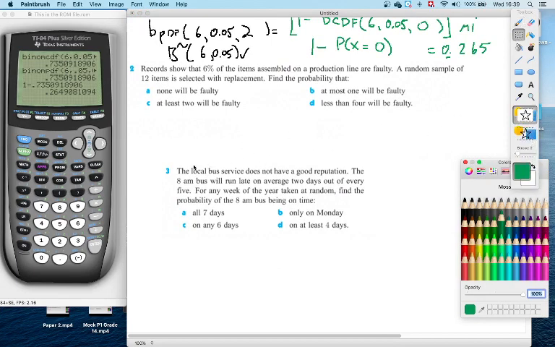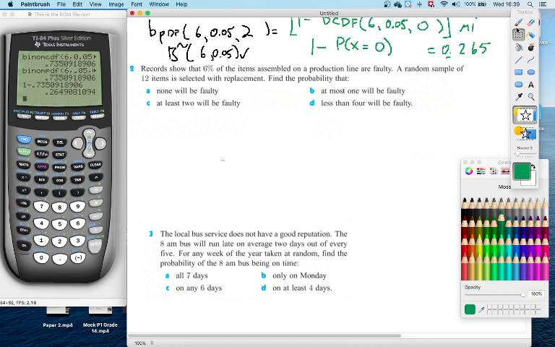All right. So if I move this down here, let's read this question. Record shows that 6% of the items assembled on a production line are faulty. So I think my success rate is going to be 0.06. And remember, it's not successful when an item is faulty. It's just what we're looking for. A random sample of 12 items is selected with replacement. So I know my n is equal to 12. Find the probability that none will be faulty.